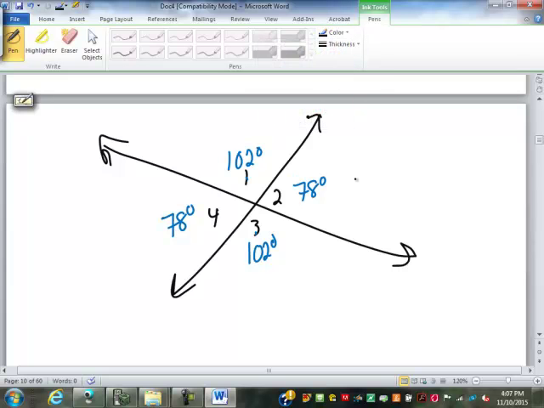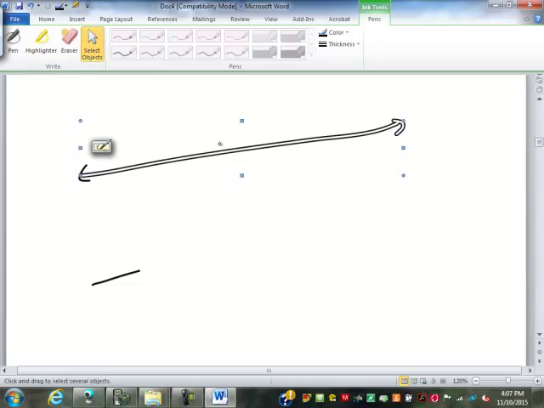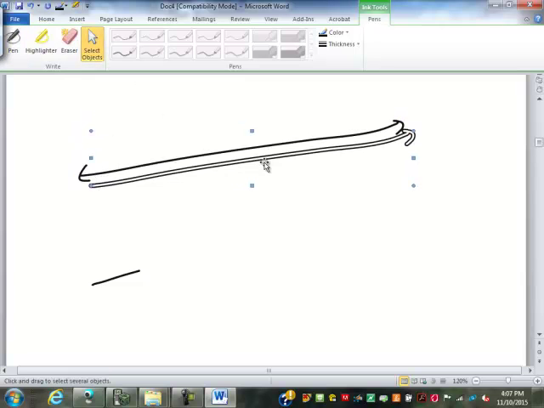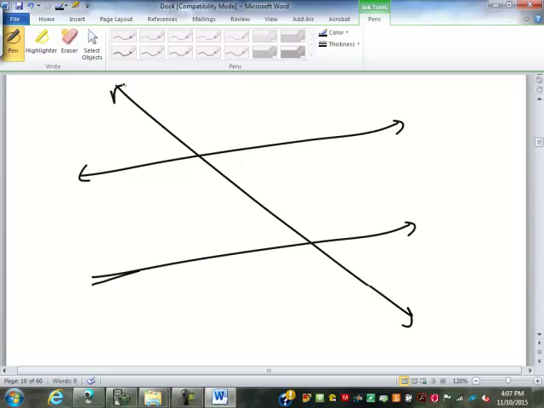So with that in mind, we can look at a little bit more complicated situation. Let's just do this. That way I know I get them parallel. There we have two lines that are parallel. And I cut them by a third line. Now, technically, they don't even have to be parallel lines. Any two lines that are cut by a third line, that third line that cuts them is called a transversal.